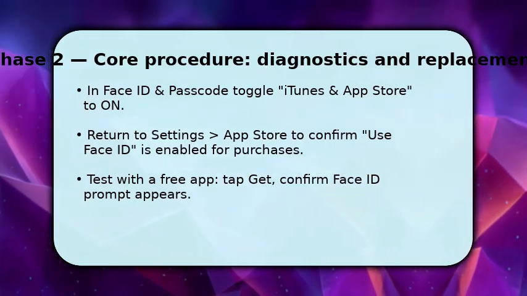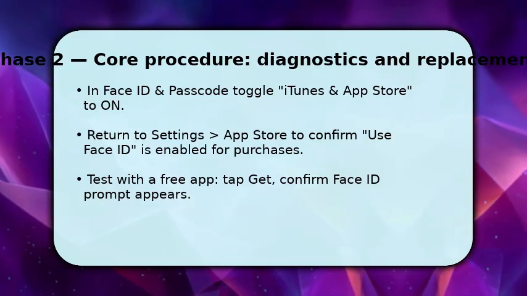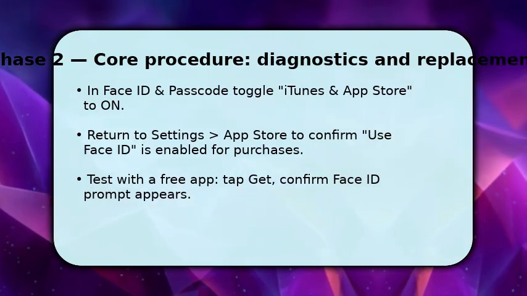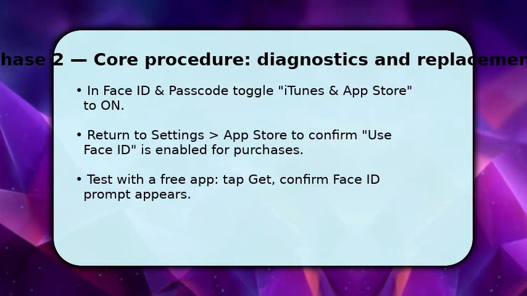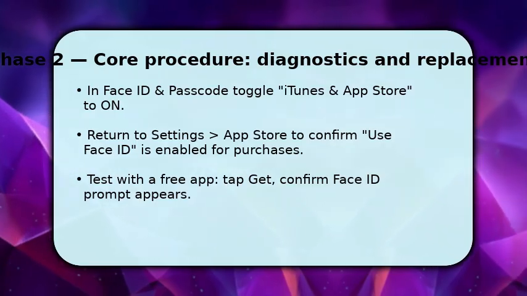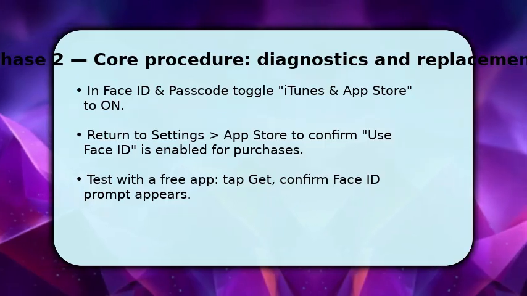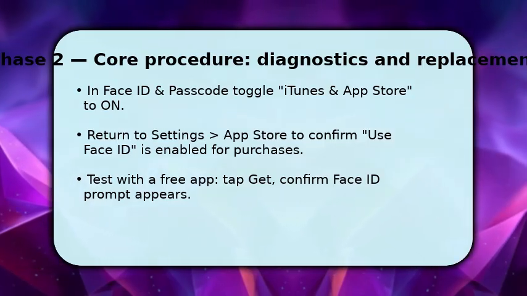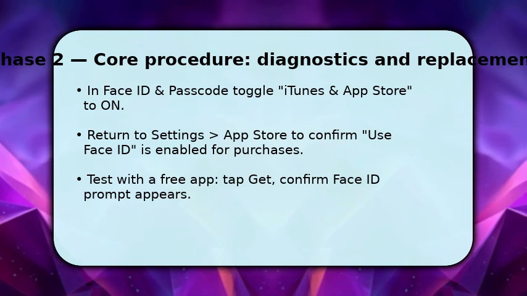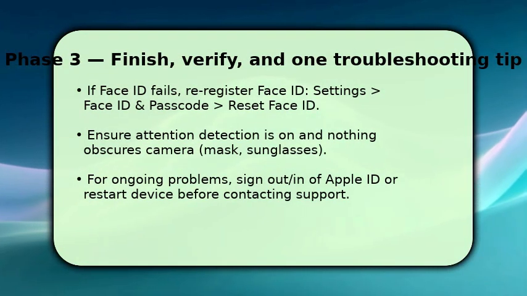To validate, try downloading a free app. When you tap Get, a Face ID prompt should appear. If it does, you've completed the central setup and can use your face instead of a password. Finish by confirming purchases, authenticating with your face and adjusting any prompts for additional verification.